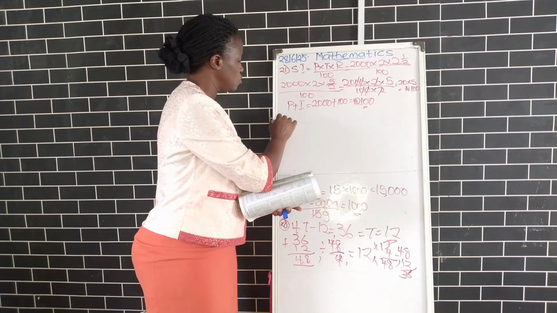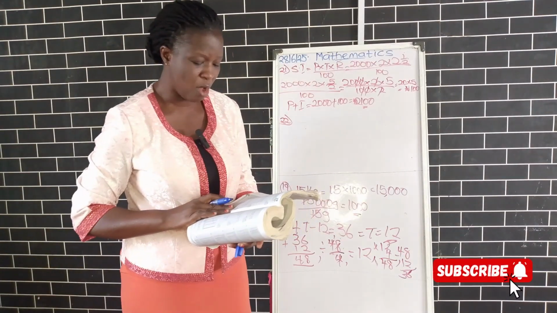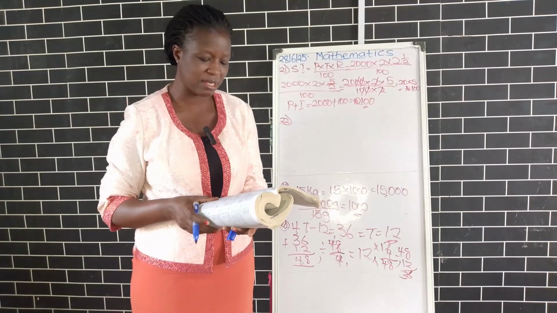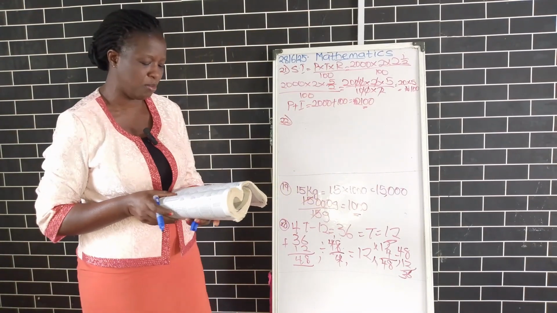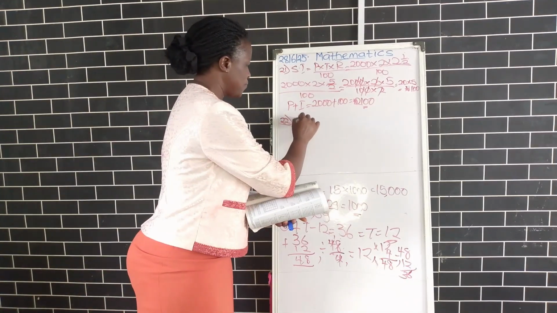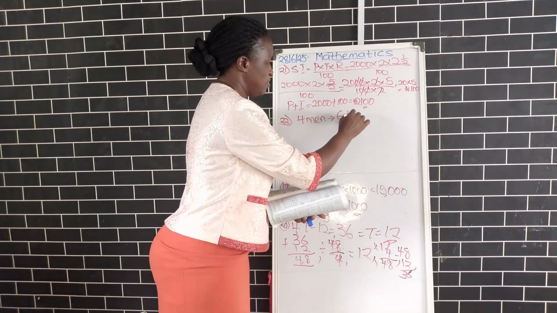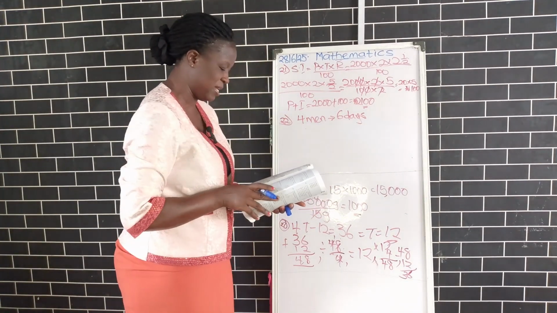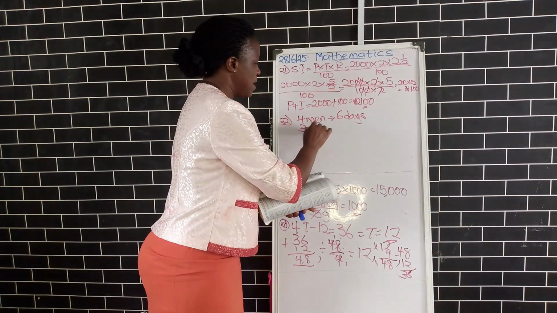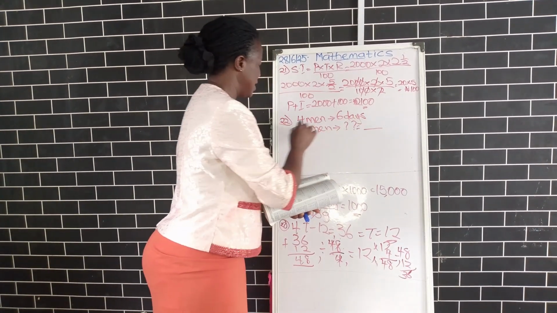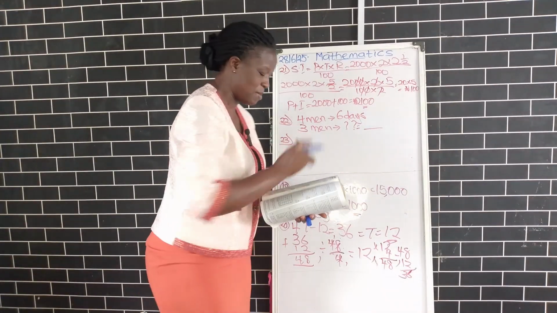Now to number 22. If 4 men can finish a job in 6 days, how long will it take 3 men to finish the job working at the same rate? So they said 4 men can finish that job in 6 days. We have been doing questions like this, so I am leaving the final answer to you. 3 men will be doing it for how many days? So do well to send the answer to me in the comment section.